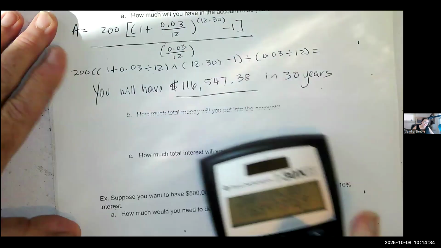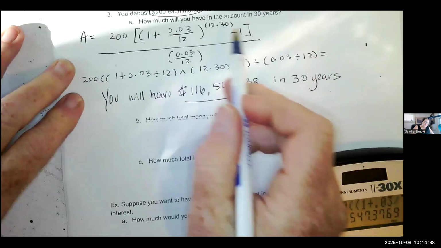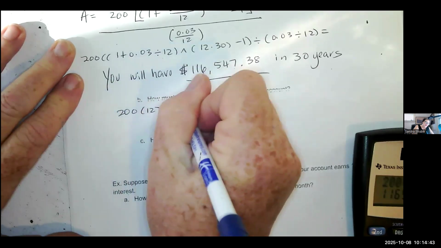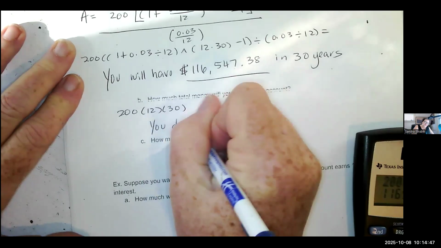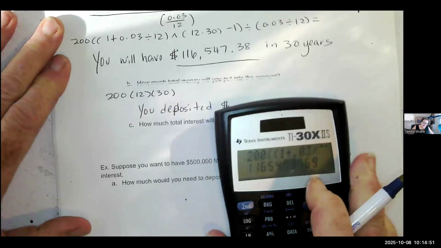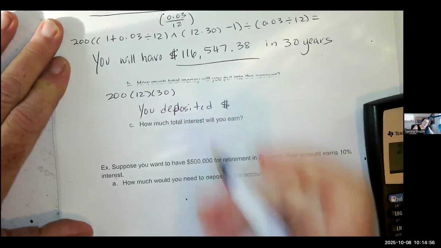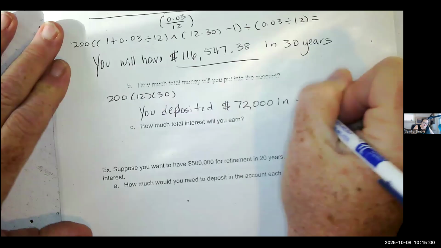So let's find out how much money you put in the account. You put in 200 per month for 30 years. So you deposited 200 times 12 times 30. You deposited $72,000 in the account.